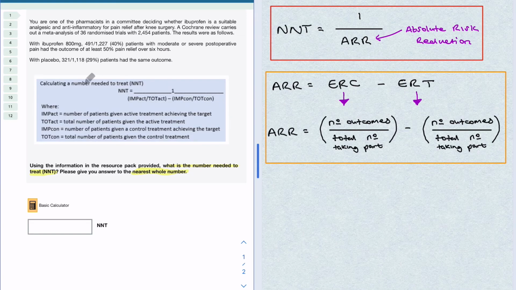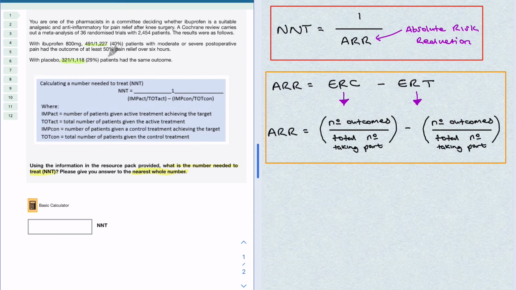Now, looking at the question over here on our left, it mentions that 491, sorry, I'm just going to change the colour of this. Here we go. That 491 patients out of 1,227 took the ibuprofen 800 milligram. And they've given us a percentage here of that to say that that's 40% of the patients. They've then said that with placebo, 321 patients out of 1,118 took the placebo. And again, they've given us a percentage value for that, 29%.